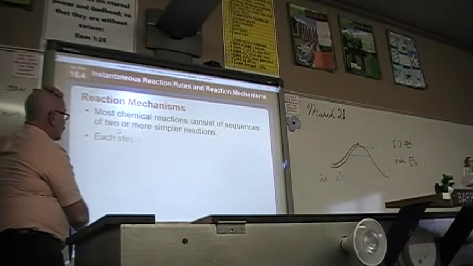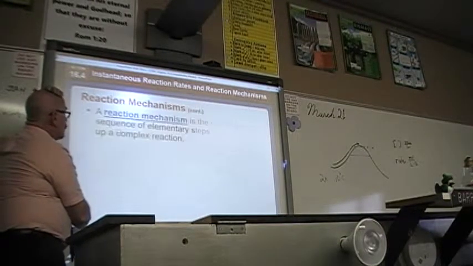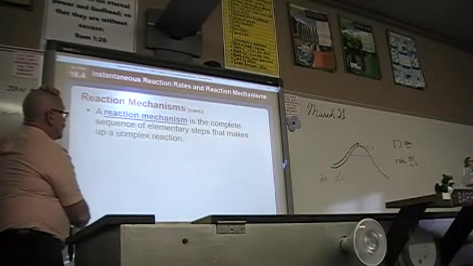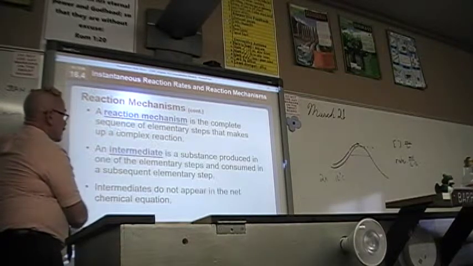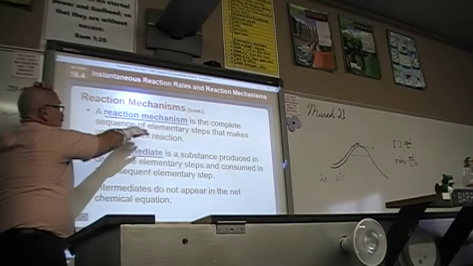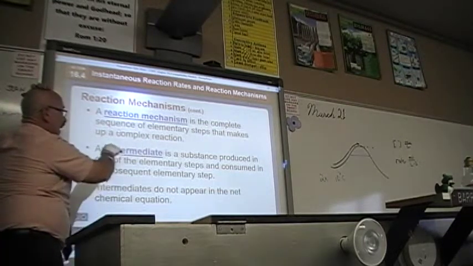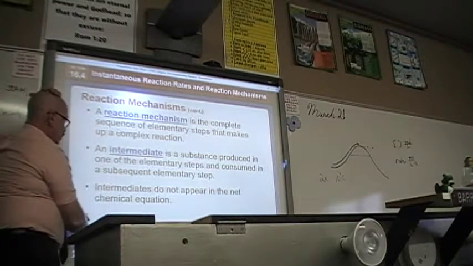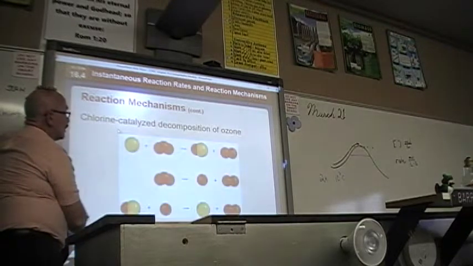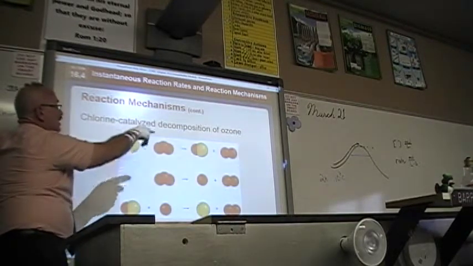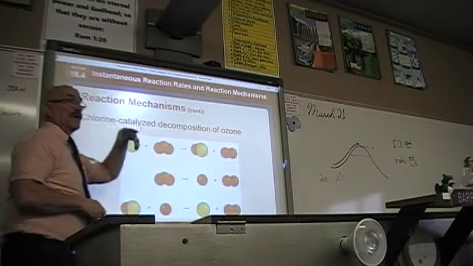Let's go to the next chapter. This is important. Let's talk about this for a second. Reaction mechanisms and intermediates. Okay, let me show this. Hopefully there's an example here. Okay, chlorine catalyzed decomposition of ozone. It's in our book.